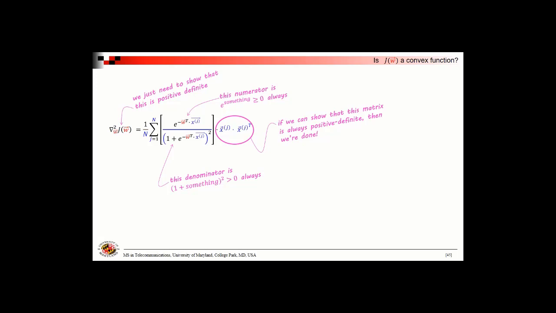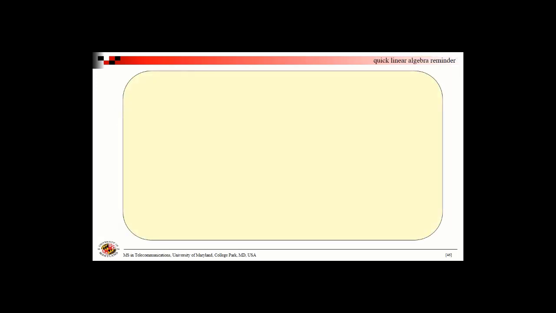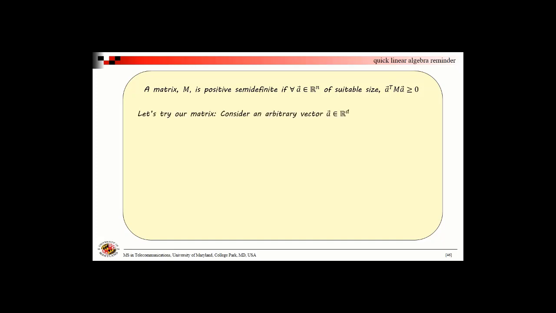And then we're done. Super quick crash course in linear algebra reminder. A matrix M is positive semi-definite if for all vectors a of suitable size, so you can make this multiplication, then a transpose M a is non-negative. Let's try it for our matrix. Consider any arbitrary vector a of suitable size. Well, then a transpose, and here's our matrix, x x transpose, times a.